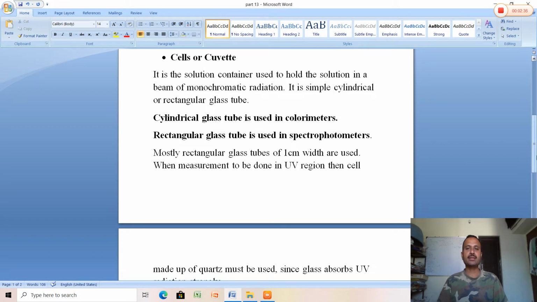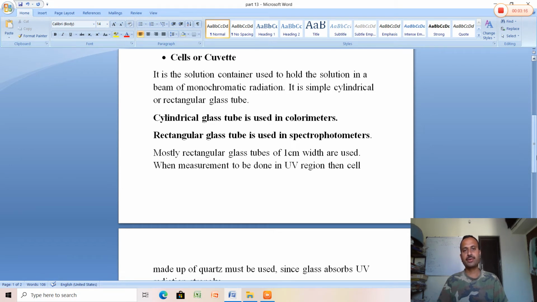It is a simple cylindrical or rectangular glass tube. A cylindrical glass tube is used in colorimeters, and a rectangular glass tube is used in a spectrophotometer. So this is the most important difference. In a colorimeter, the cylindrical glass tube is made of glass material, and in spectrophotometers, the rectangular tube is made of quartz. Mostly rectangular tubes of 1 centimeter width are used.